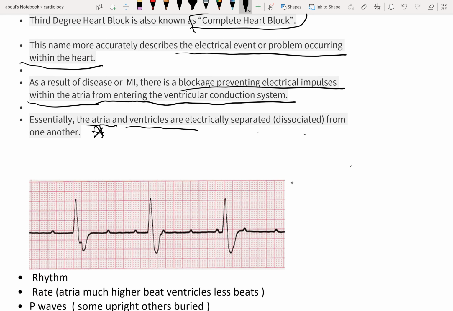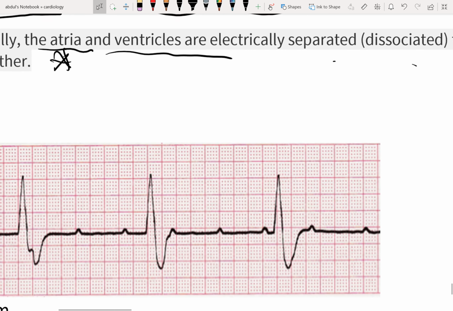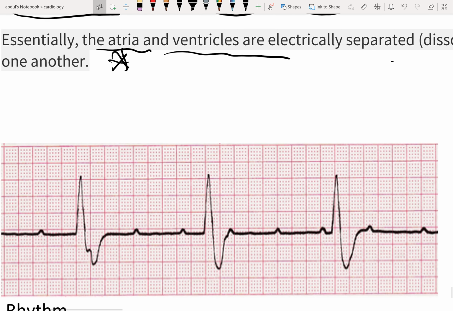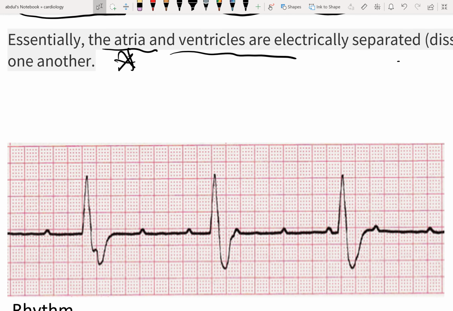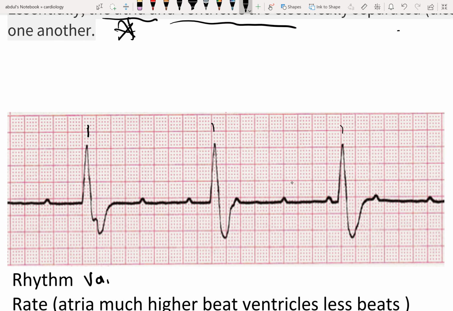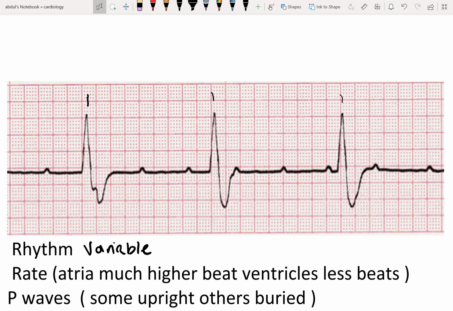And when it comes to third degree block, we will have a look at the ECG. Let's have a look at it. So the first thing we're going to find out is how is the rhythm. Rhythm is from R to R. Usually in this ECG it's pretty normal, regular, but it can vary. So the rhythm is variable, actually. It can present as irregular or regular. What else do you notice?